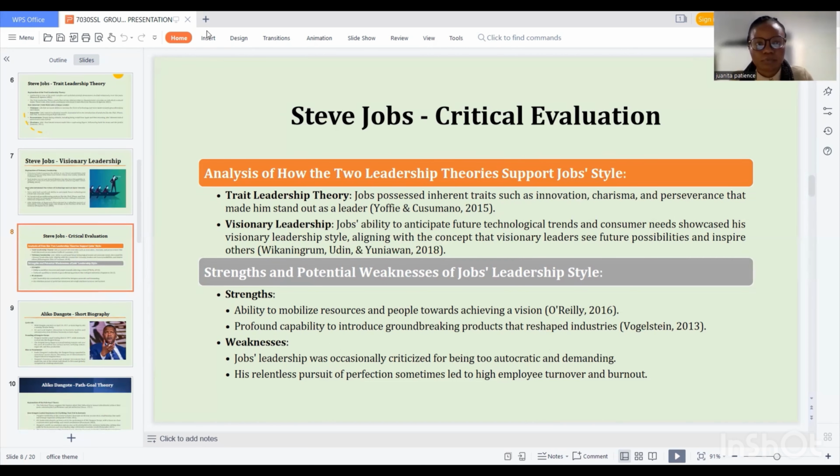Despite these challenges, Jobs' leadership was undeniably transformational. His relentless pursuit of his vision and his ability to motivate and inspire others to share in his vision resulted in numerous groundbreaking products that revolutionized the entire industry. Jobs' leadership approach may not have been without flaws, but his ability to combine inherent qualities and a clear vision ultimately left an enduring legacy in the technology world.